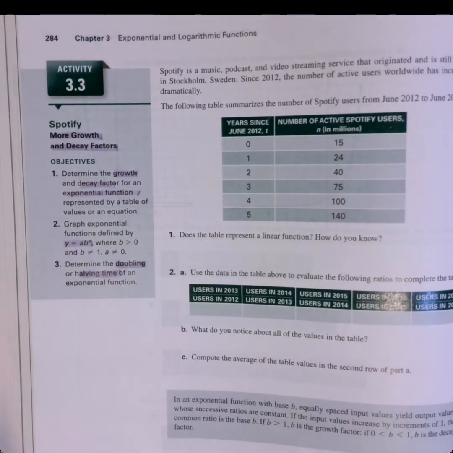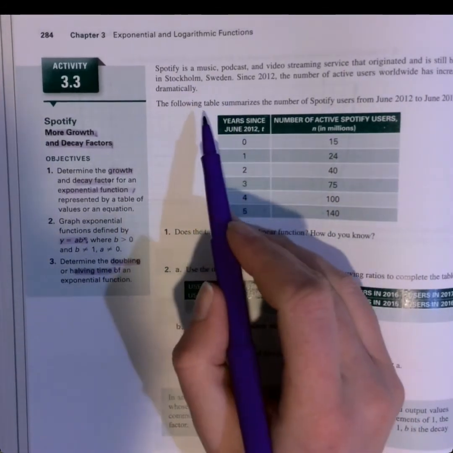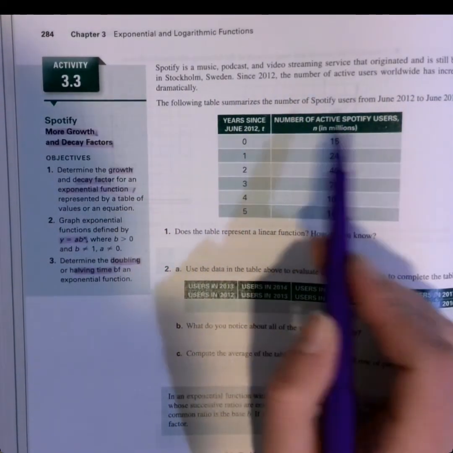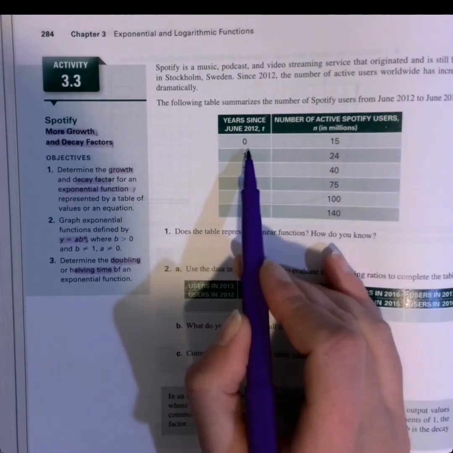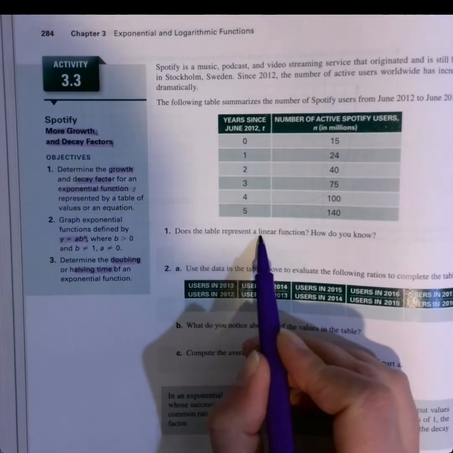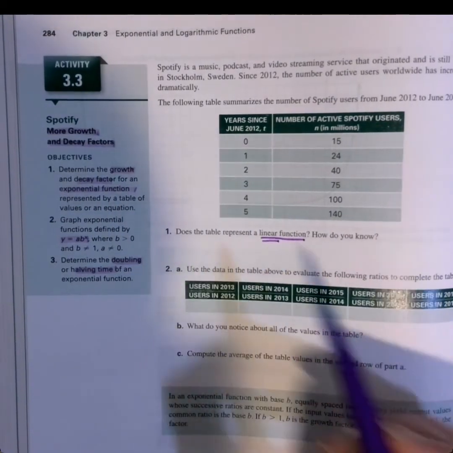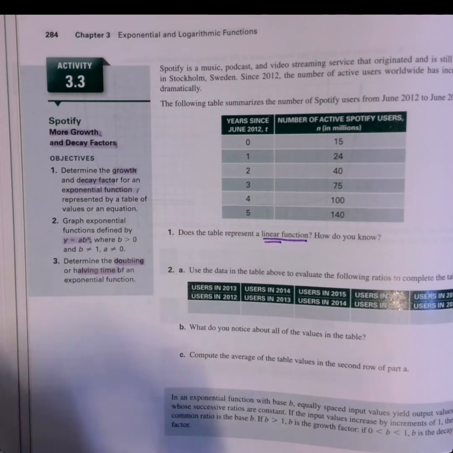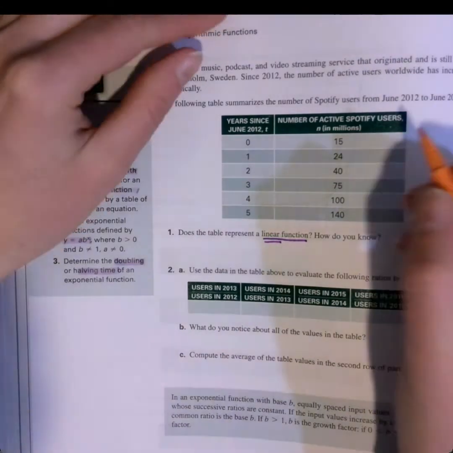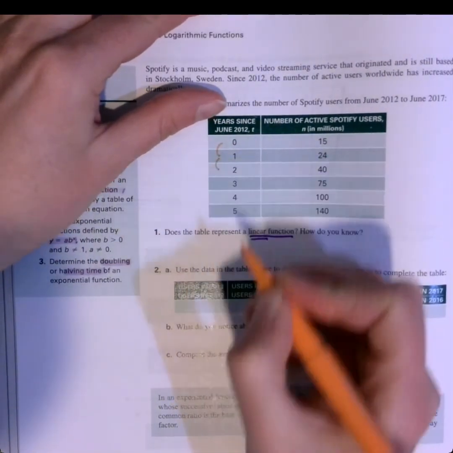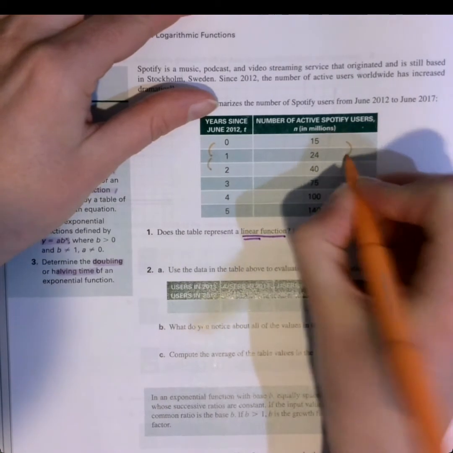Okay, so in our first situation, we have the number of Spotify users from June 2012 to June 2017. So these are all the June users for Spotify. We want to know, does this table represent a linear function? So they're not asking us if it's a function, they're asking us if it is a linear function. If it's going to be a linear function, then there needs to be a consistent slope. So since I have consecutive inputs where the inputs are increasing by 1 each time, I would need to have outputs that increase by the same amount each time.